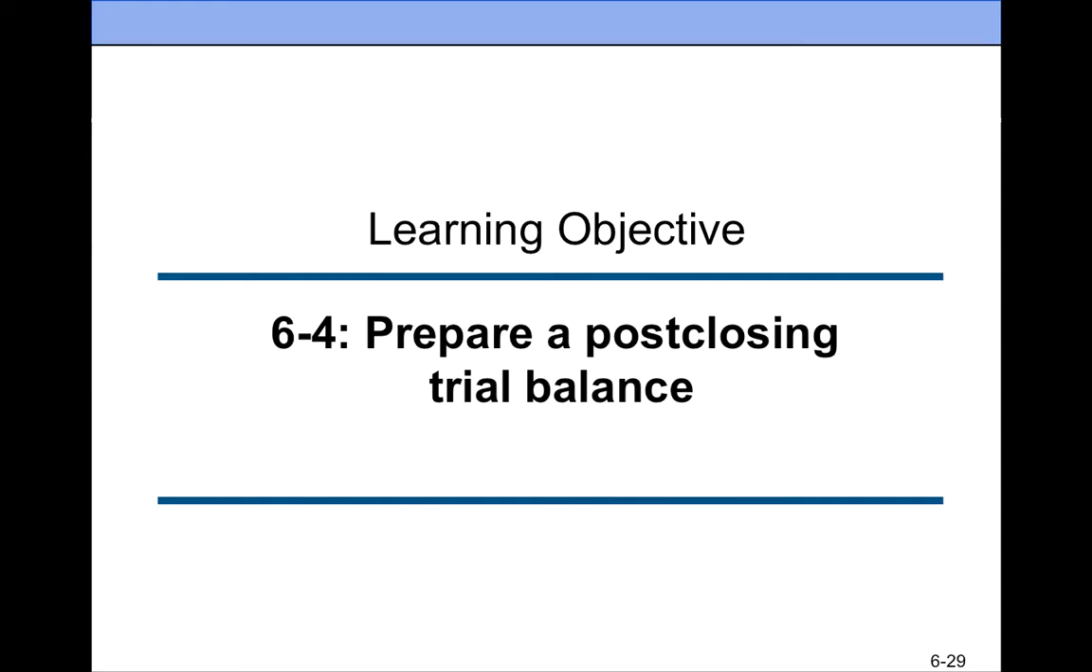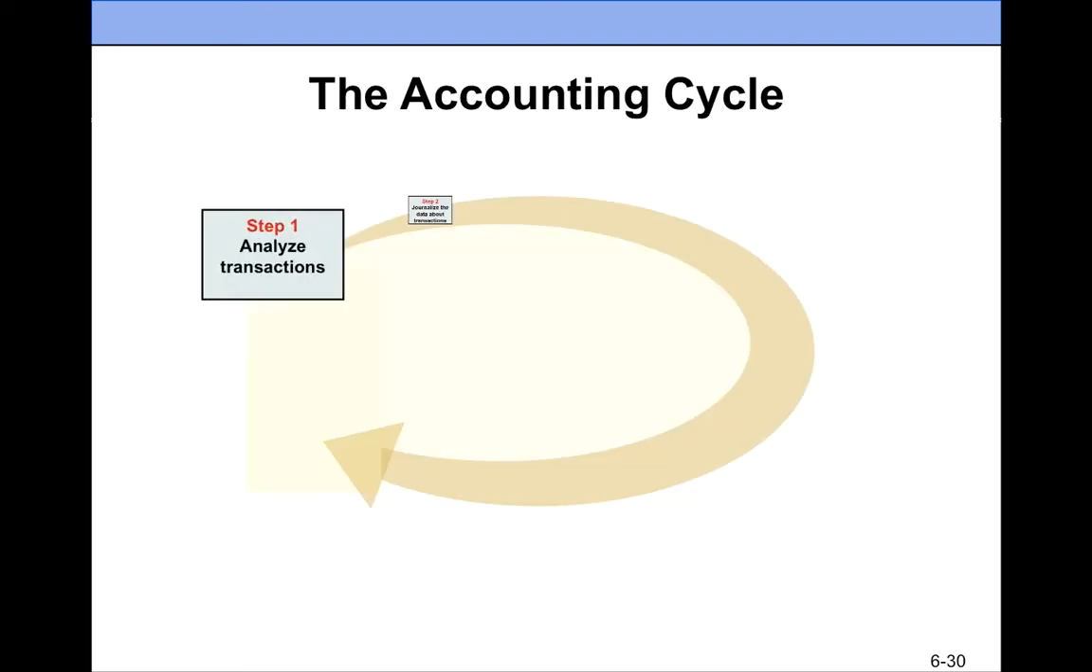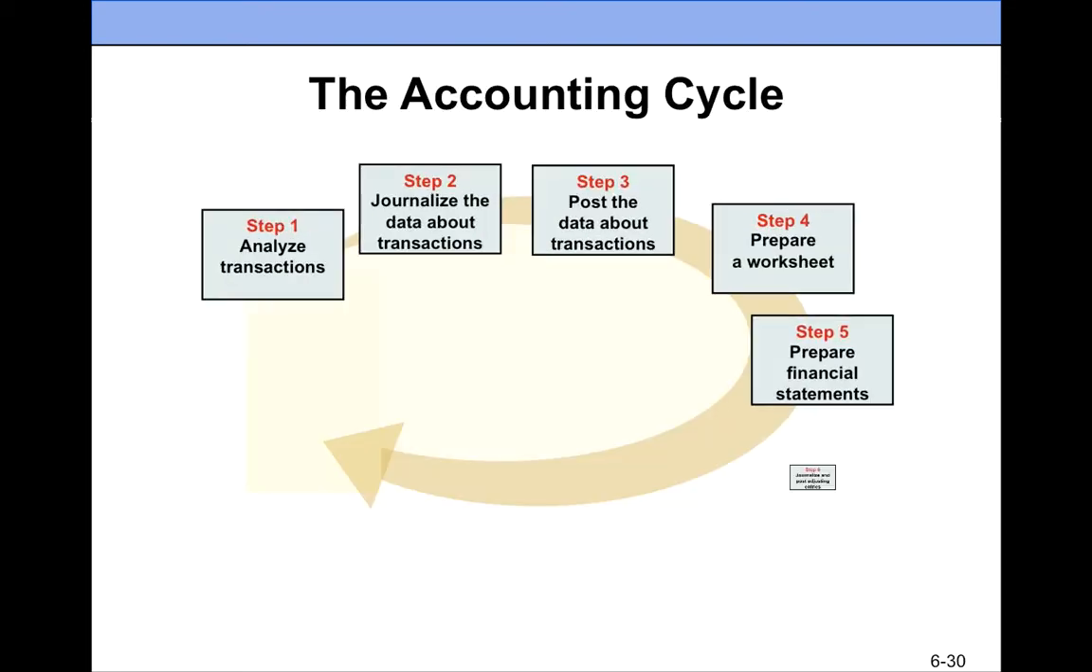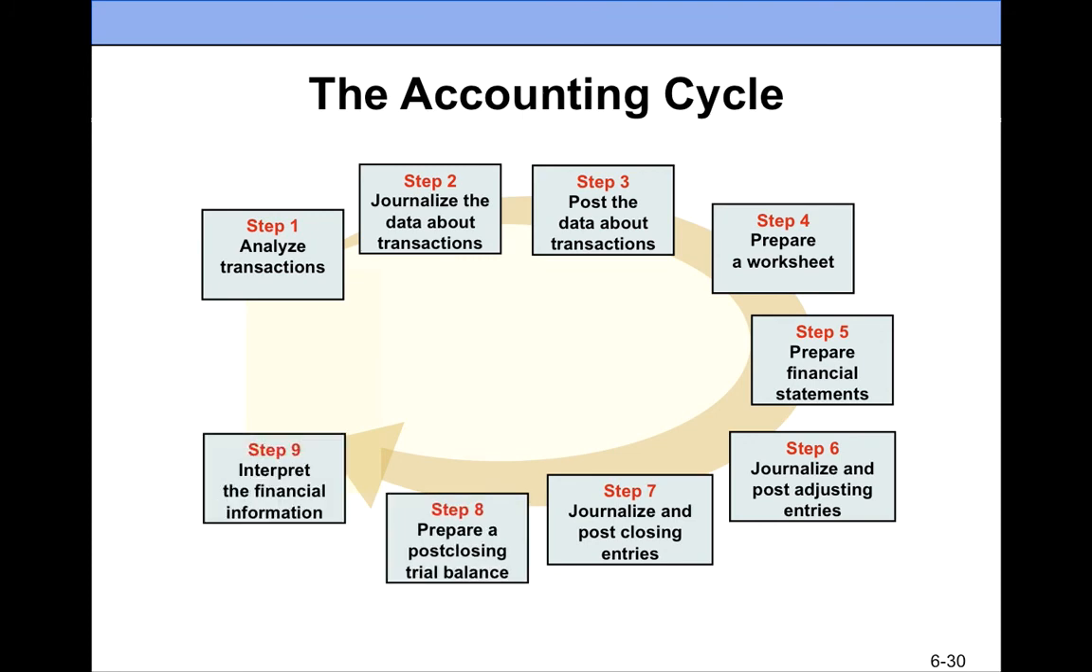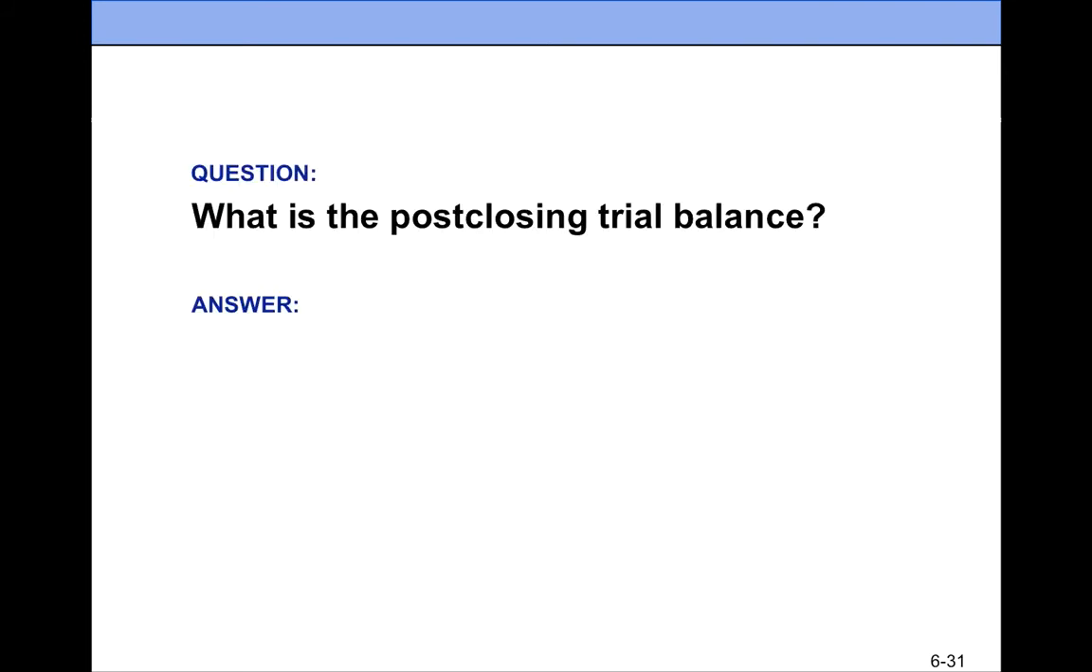So the next learning objective, we have to prepare a post-closing trial balance. By the way, this is the third time we're preparing a trial balance on the same date, because we had the unadjusted trial balance, then adjusted trial balance, and now after closing, post-closing. And this is step 8 of the accounting cycle. Prepare a post-closing trial balance. And then we will interpret the financial information.